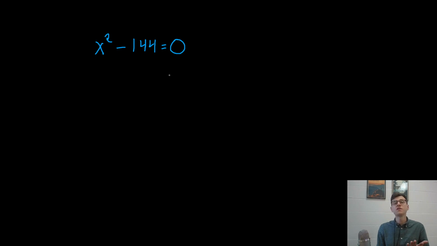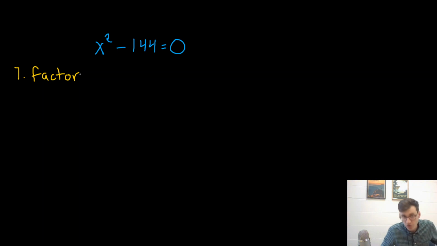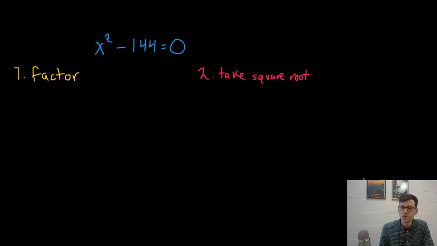Okay, now there's two ways to think about this. And in the past, we've talked about factoring perfect squares, right? So your two options are either one, you can factor, or you can take the square root. Okay, those are your two options.